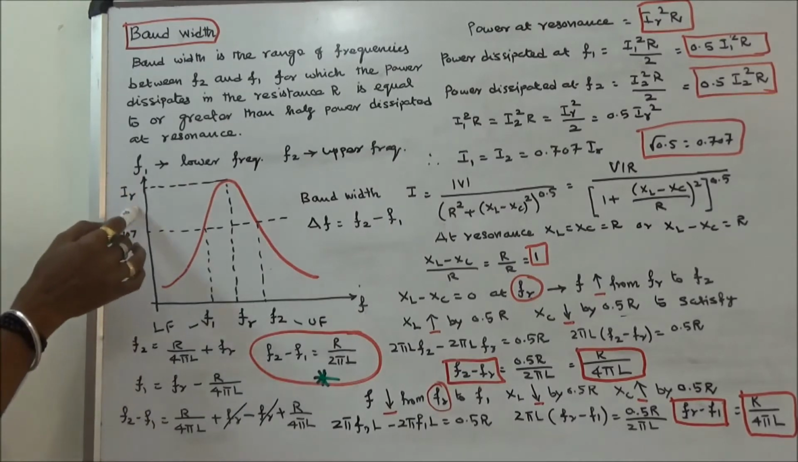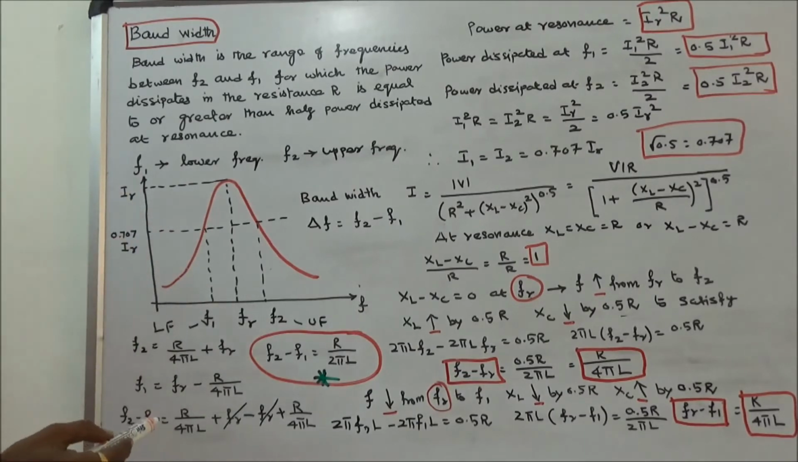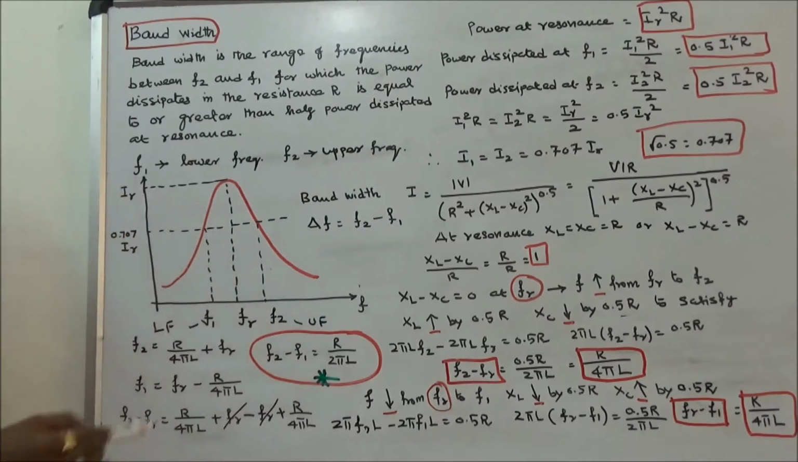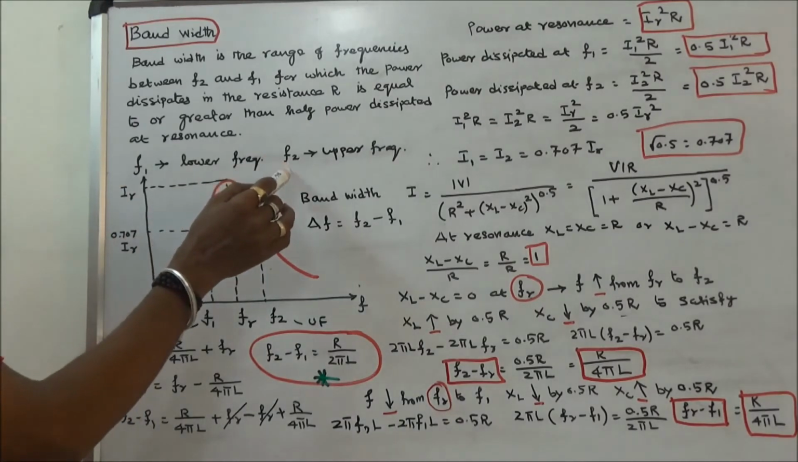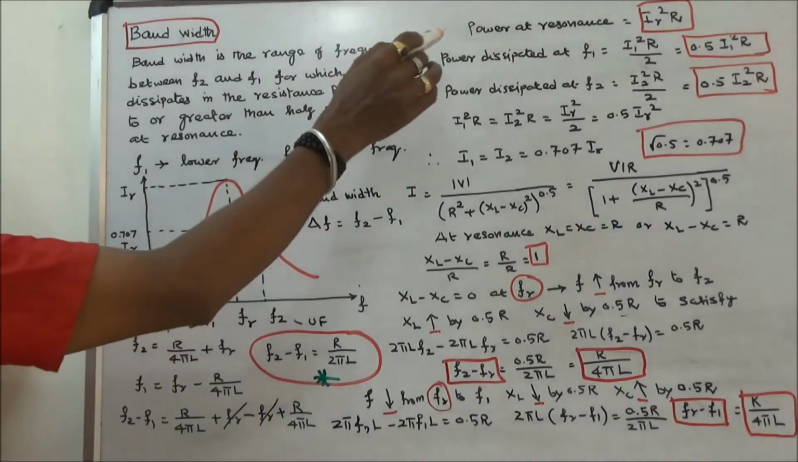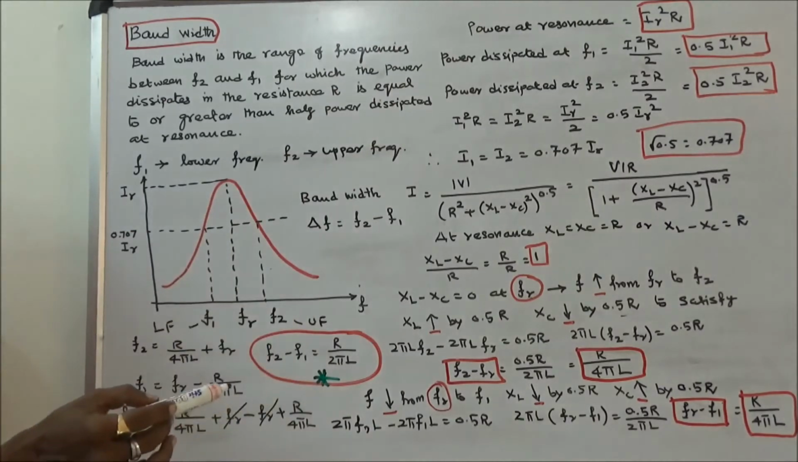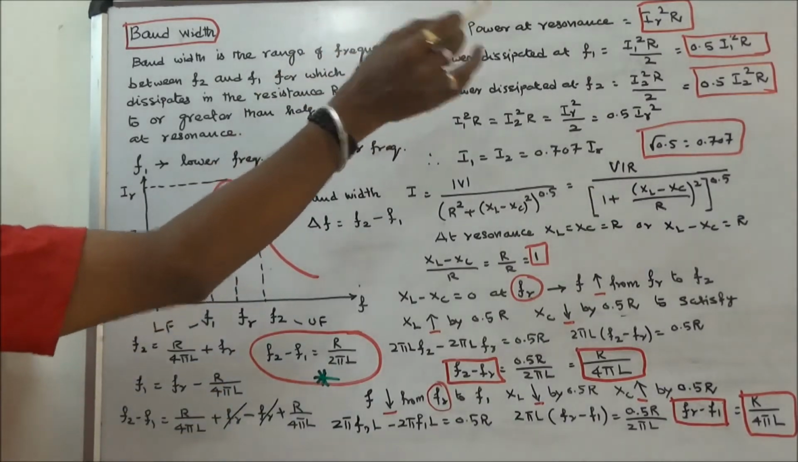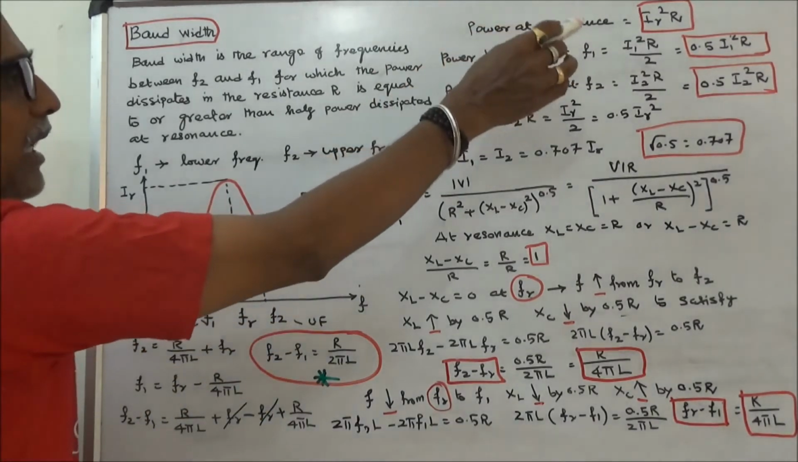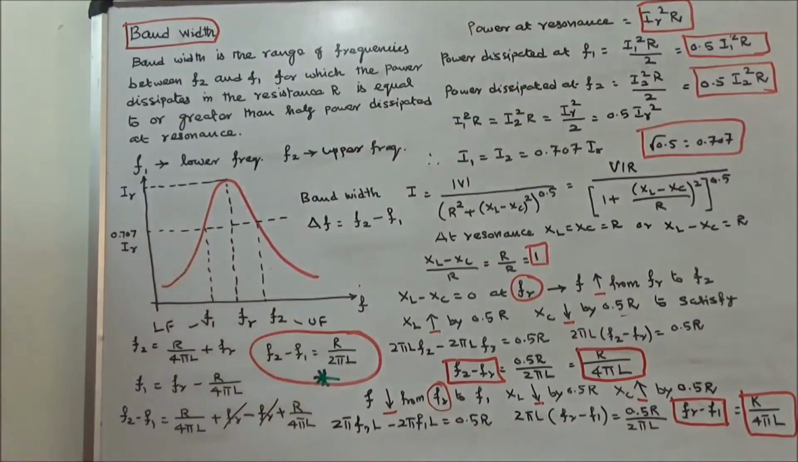IR is the current at resonance. I1 is the current at frequency F1. I2 is the current at frequency F2. Power at resonant frequency is equal to IR square into R, that is, resonance current square into R.